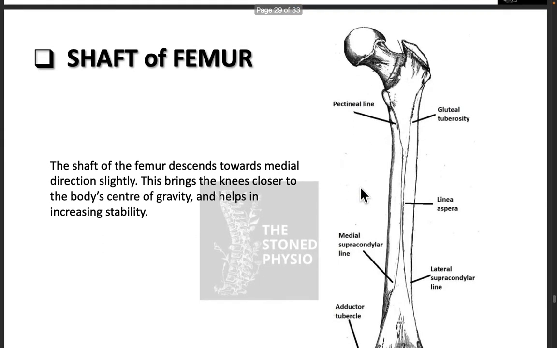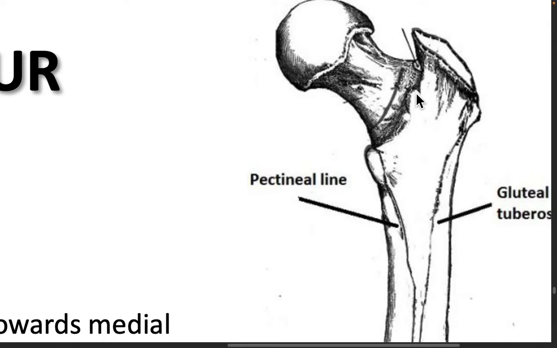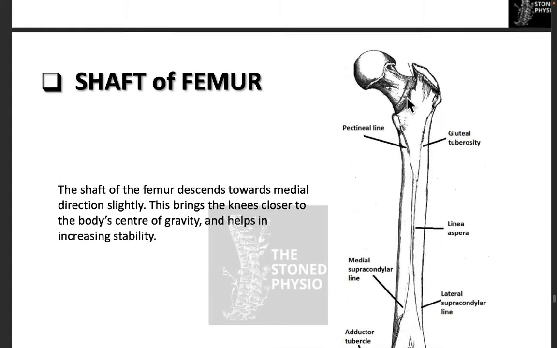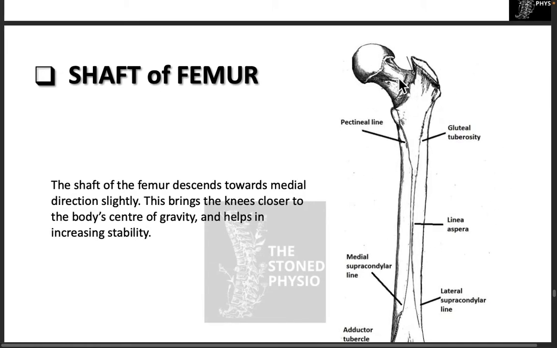Okay. Now let's talk about the shaft of femur. I hope we are clear till now with the proximal part of femur. We talked about the head, neck, the greater and the lesser trochanter, and the intertrochanteric crest. Is this the intertrochanteric crest or the line? It's a crest. It is the crest. So right now we are having a look at the posterior aspect of the femur.